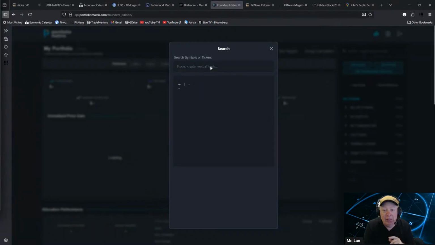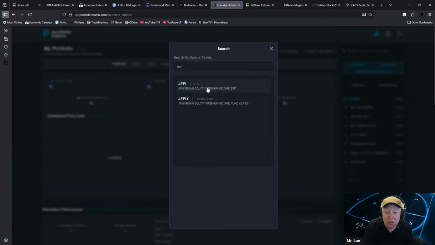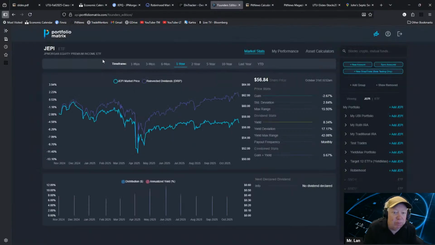So we're going to come in here and we're going to put in JEPI. All right. So this is JEPI, and this is from Portfolio Matrix. And Portfolio Matrix is one of the only places I even know of that has this calculator. And what it does is it calculates both the gain and the yield in one place, so you can see the difference.